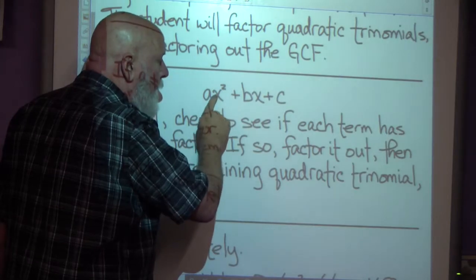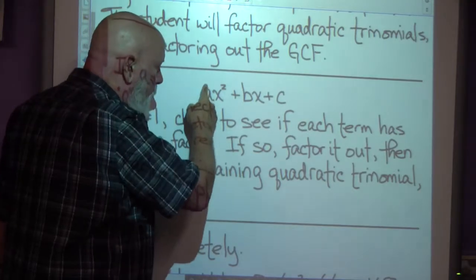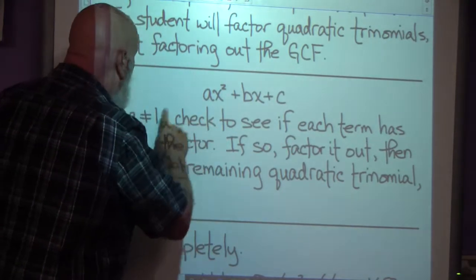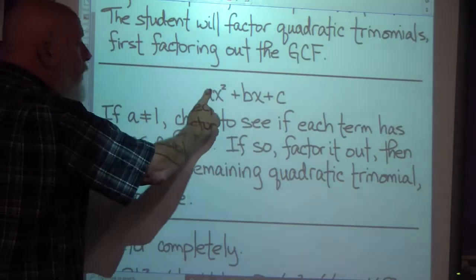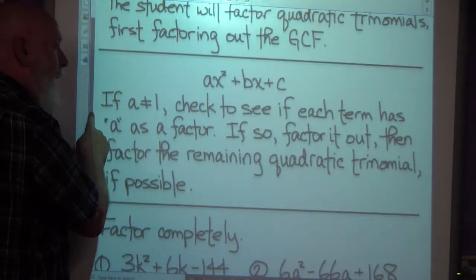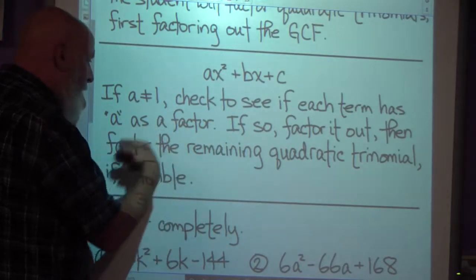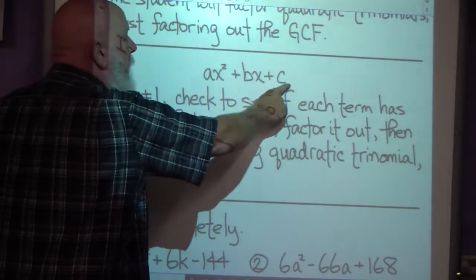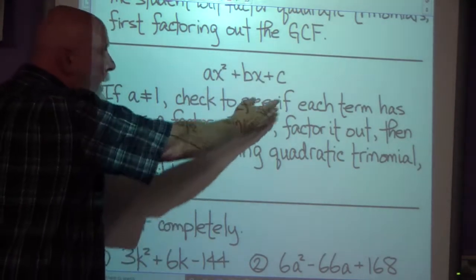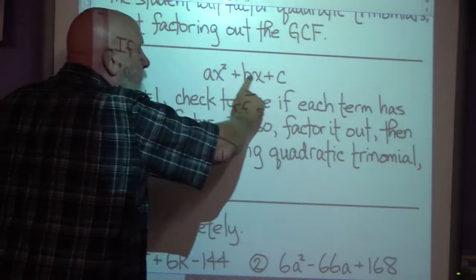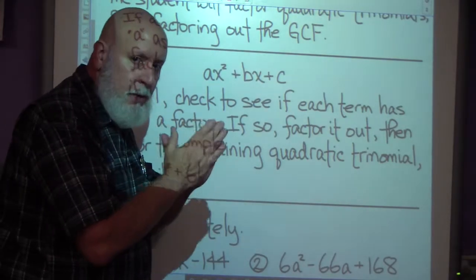the number in front of x squared, a, has been a 1. It's been an implied 1. You can't see it, but it's there. 1 times x squared. What we're going to do today is, if a is not 1, check to see if each term has a as a factor, and if so, factor it out and then factor the remaining quadratic trinomial. So we're going to divide each one of these terms by whatever this is, if we can, factor it out, and then factor the resultant quadratic trinomial. That's the plan. Here's what it looks like, hopefully.